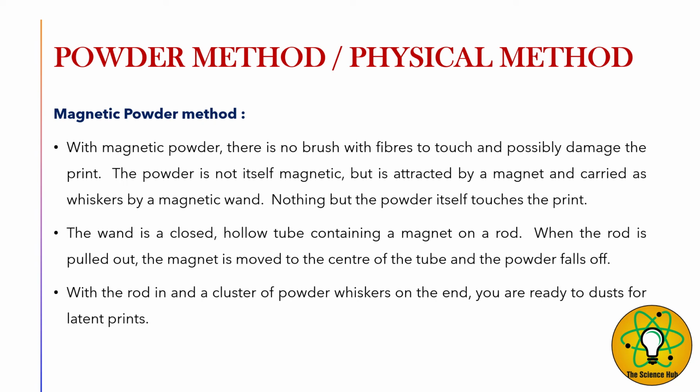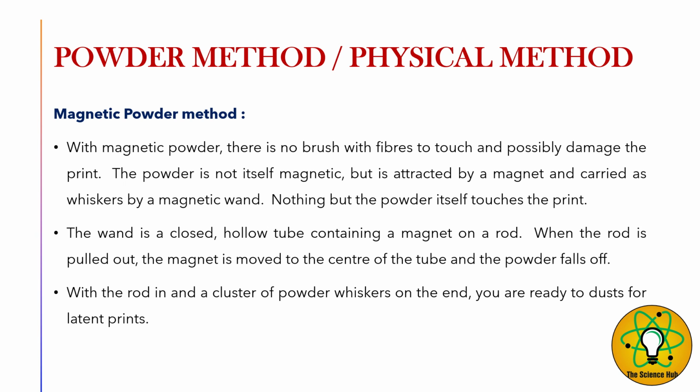With the help of this magnetic powder, there is no brush with fibers to touch and possibly damage the print. The powder is not itself magnetic, but it is attracted by the magnet and carried as whiskers by the magnetic wand. Nothing but the powder itself touches the print. The wand is a closed, hollow tube containing a magnet on a rod. When the rod is pulled out, the magnet is moved to the center of the tube and the powder falls off.